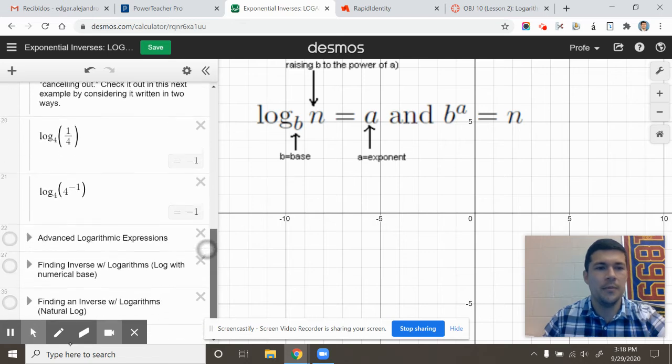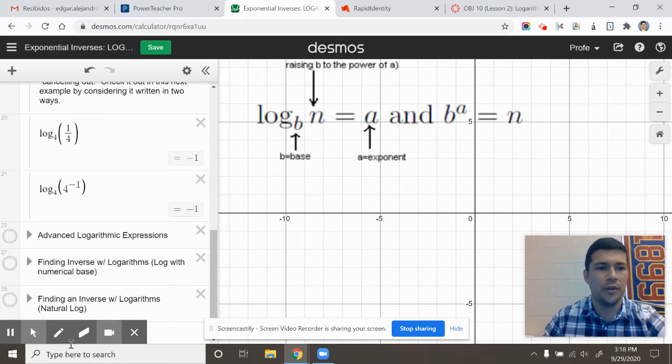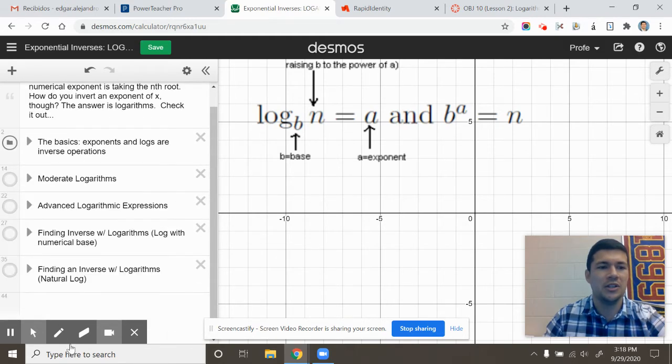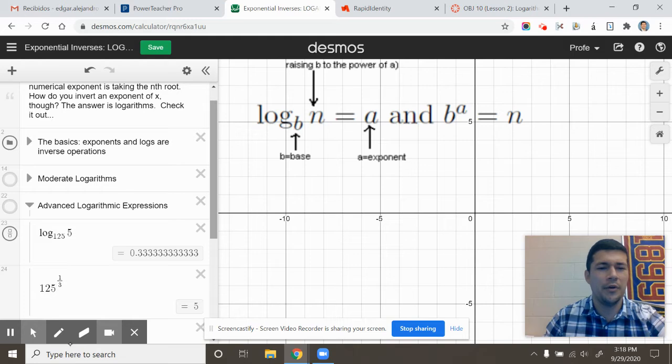Okay, log base 4 of 1/4. All right, it's equal to -1 because 4 to the -1st power is 1/4. All right, you can also think of it as, well, the common base right here for 4 and 1/4 is 4. So 4 to the -1 power. Think of the log base 4 and the 4 canceling out. You're just left with a -1. All right, so that is how you make sense of logarithmic statements in a moderate view.